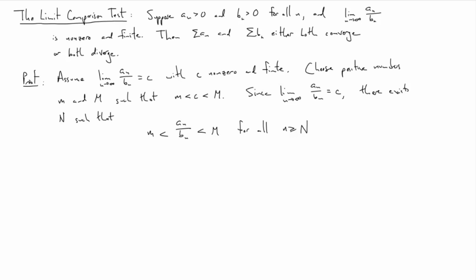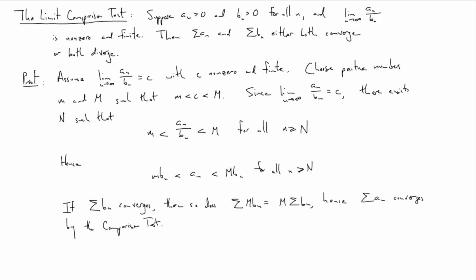And what do I mean by that? Well, at least we can make sure that they are between lowercase m and capital M. Now, if we just multiply that inequality by b sub n, we get that little m times b sub n is less than a sub n, which is less than capital M times b sub n, for all n greater than or equal to capital N.